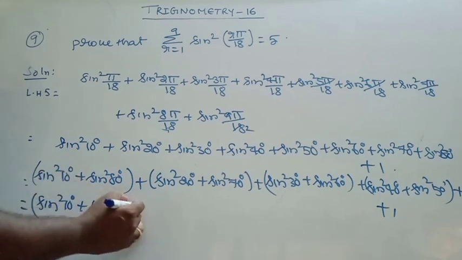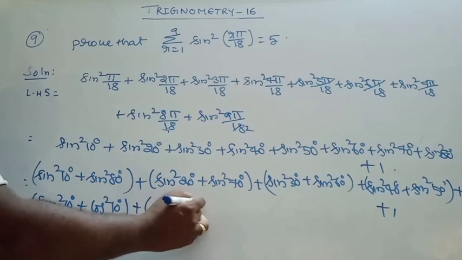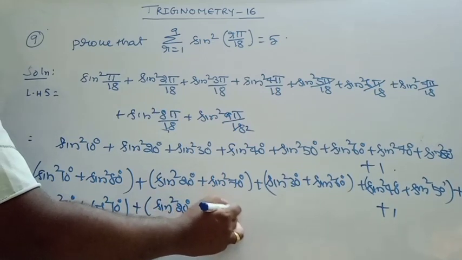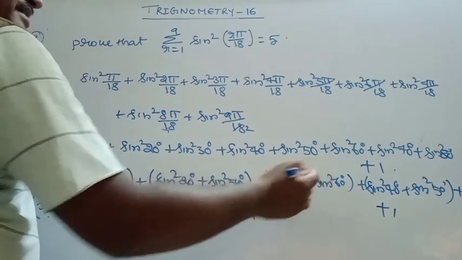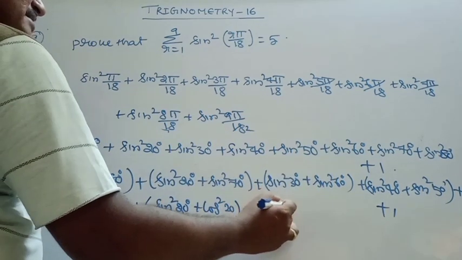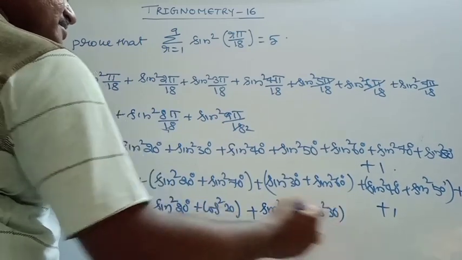In the same fashion, by the same process, sine square 20 degrees becomes cos square 20 degrees. Similarly, sine square 70 becomes cos square 20, because sine 70 you can write as sine of 90 minus 20, that becomes cos 20. Now sine square 30 and sine square 60, this you can write as sine square 30 plus cos square 30, like this.